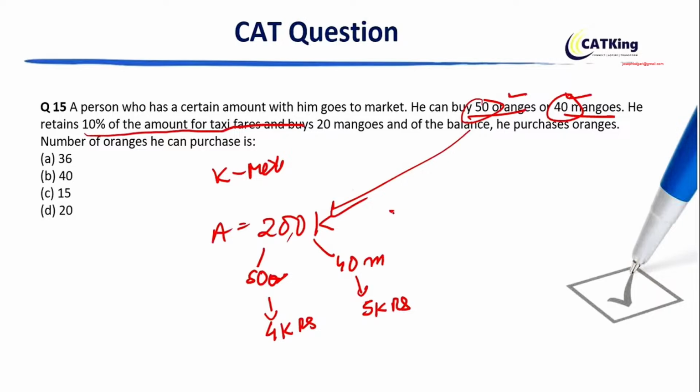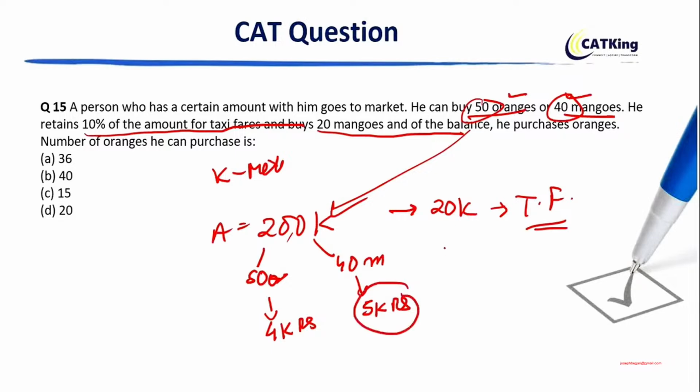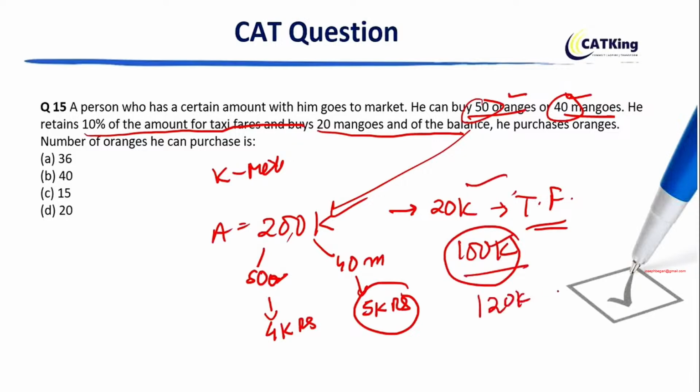Fine. Out of 200k, 20k is there for taxi fares. And he buys 20 mangoes. One mango is 5k, so 20 mangoes cost 100k. He buys 100k worth of mangoes. 20k taxi fare, 100k mangoes. What is remaining? 120k spent. Remaining is 80k. The number of oranges he can purchase, 80k is remaining.